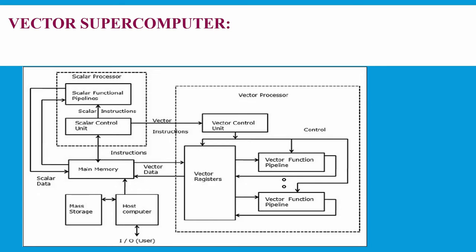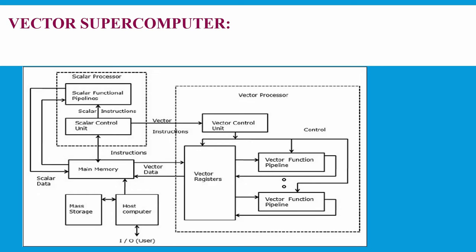From main memory, only the instructions are transferred to the scalar control unit, not data. Scalar control unit receives that instruction and decodes it. Then only it can find out whether that instruction is a scalar instruction or a vector instruction.